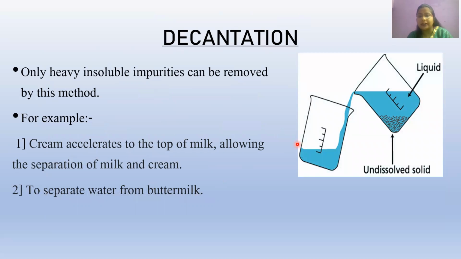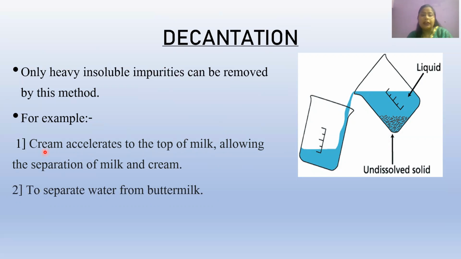Now you can see in this process that the heavier component settles down at the bottom. Now what we are doing, we are removing the liquid part into another beaker without disturbing the undissolved impurities. That method is known as decantation. Only heavy insoluble impurity can be removed by this method. In decantation also, the impurity should be heavy and undissolved in water.